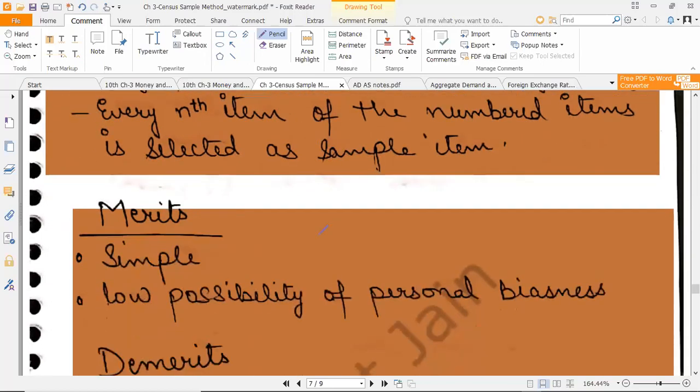And what are the merits of this method? This method is comparatively simple and there is very low possibility of personal biasness. Since we are following a proper system, there are very few chances of any personal biasness in this method.